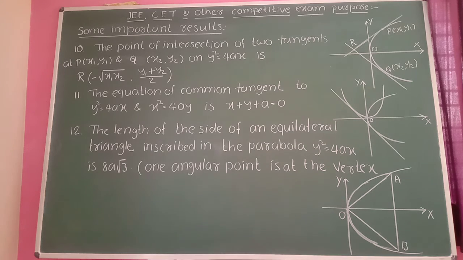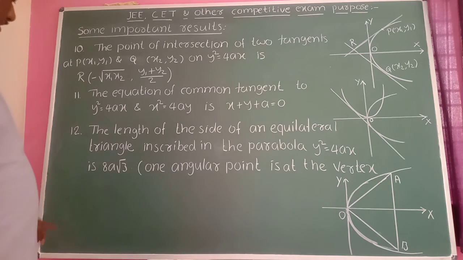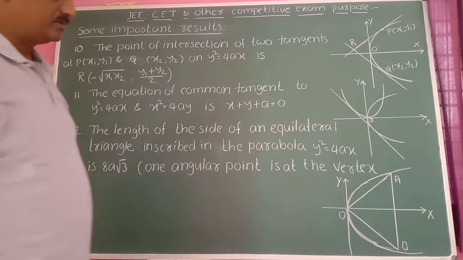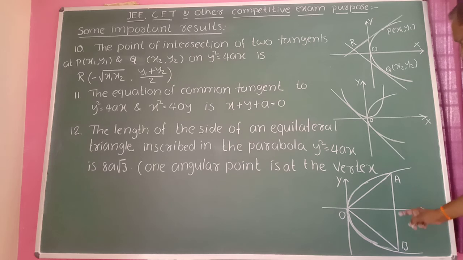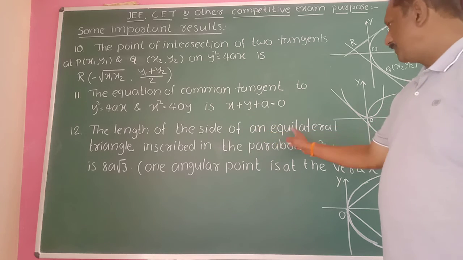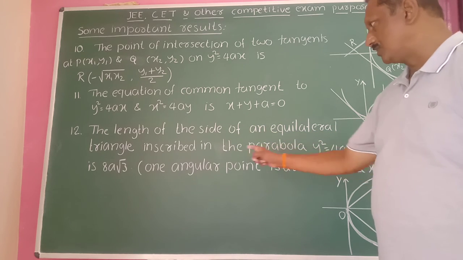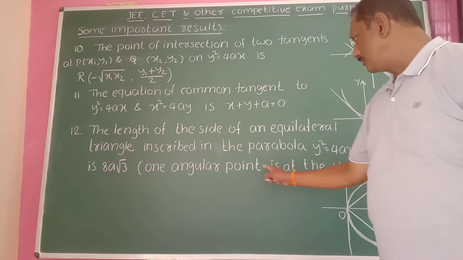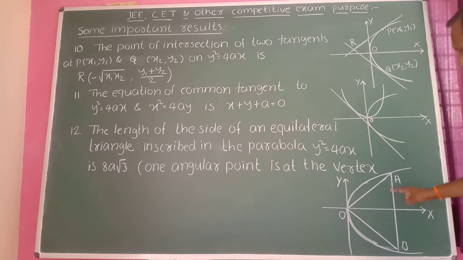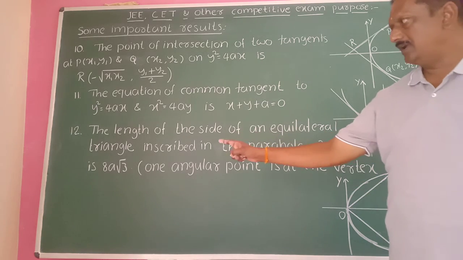The length of the side of an equilateral triangle inscribed in the parabola y² = 4ax is 8a√3. One angular point is at the vertex. So here AOB is an equilateral triangle, and all sides are equal, so one point must be the vertex of the parabola. Therefore, for this equilateral triangle, each side is 8a√3.